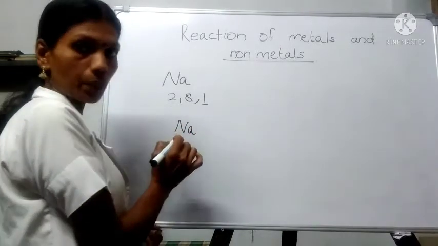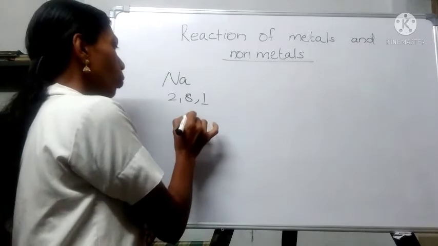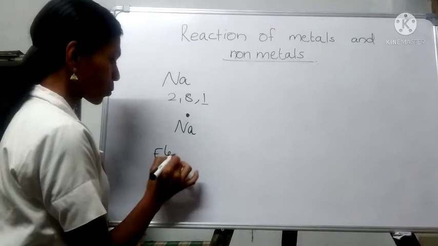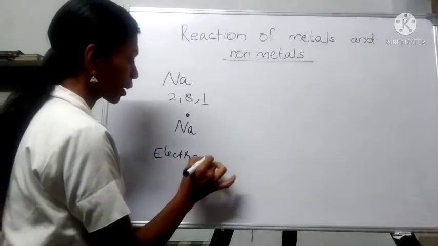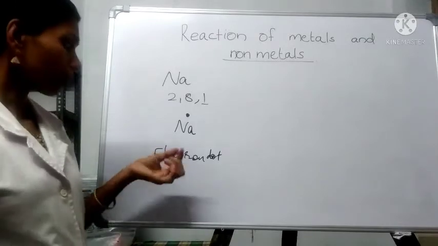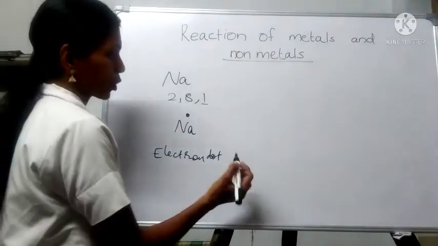First we have to write the symbol. Then we have to show that last electron as a dot. This represents the electron dot structure of sodium. Electron dot structure of sodium. Okay. So here sodium atom contains 1 electron in the last shell.